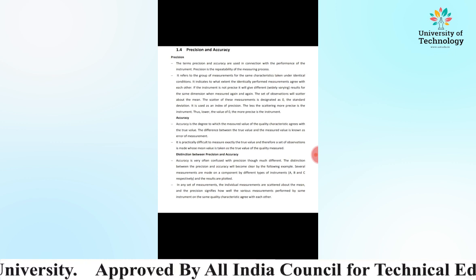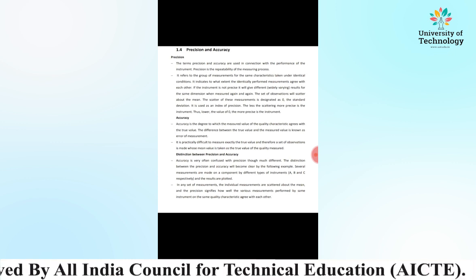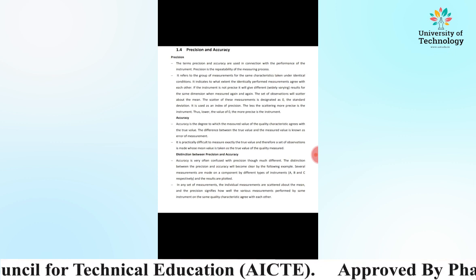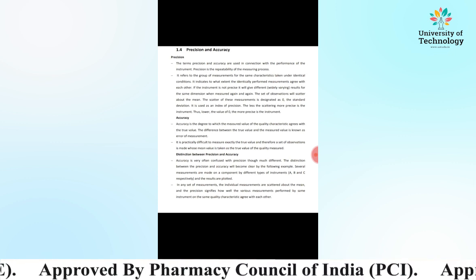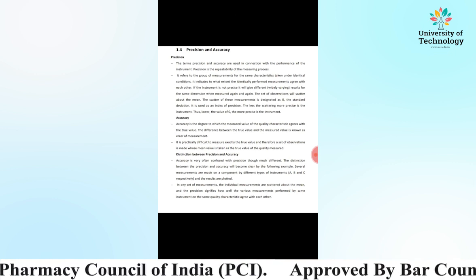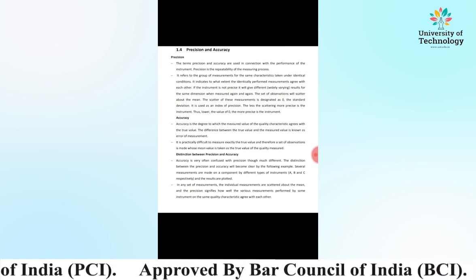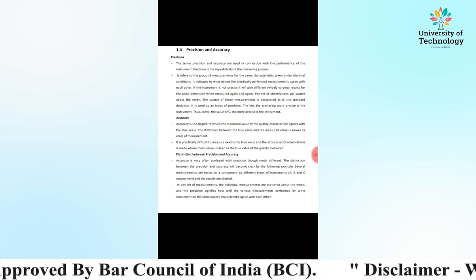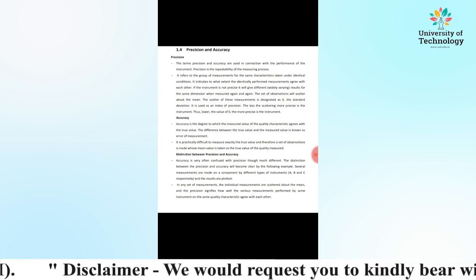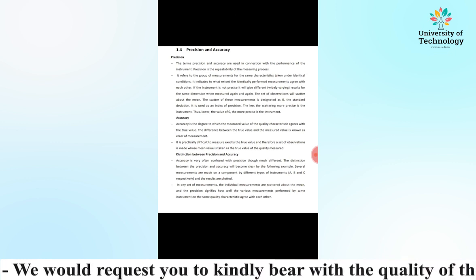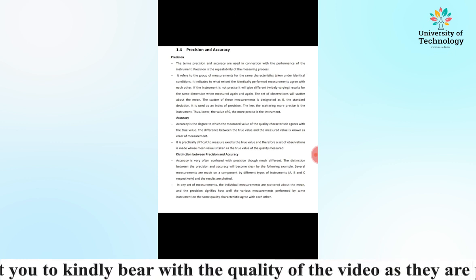Error shows how far we are from the true value. It is practically difficult to measure exactly the true value, and therefore a set of observations is made whose mean value is taken as the true value of the quality measured.